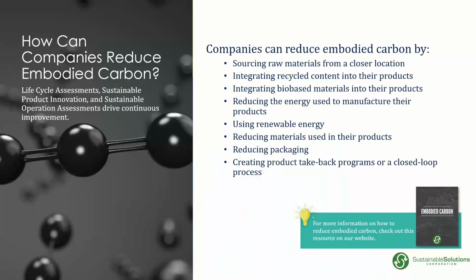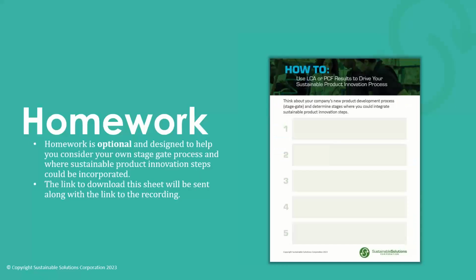So driving continuous improvement, how can companies reduce embodied carbon? Definitely use life cycle assessments, use sustainable product innovation, do sustainable operations assessments to drive that continuous improvement, and really think about what you can do to drive reductions by sourcing raw materials from a closer location, reducing material used in your products, reducing packaging, creating take-back programs, using renewable energy or electricity. And we do have a download specifically on reducing embodied carbon in your products. So take advantage of that.